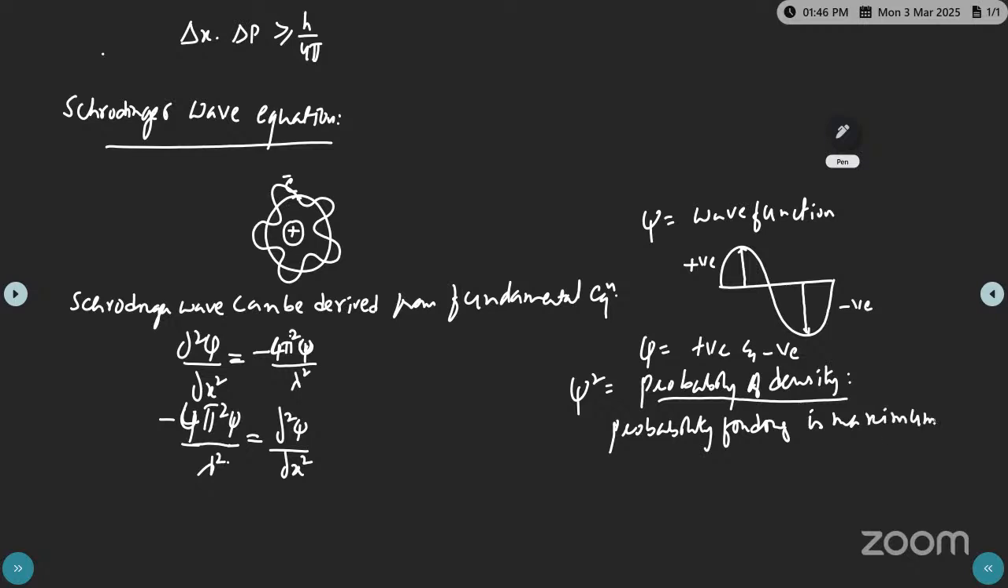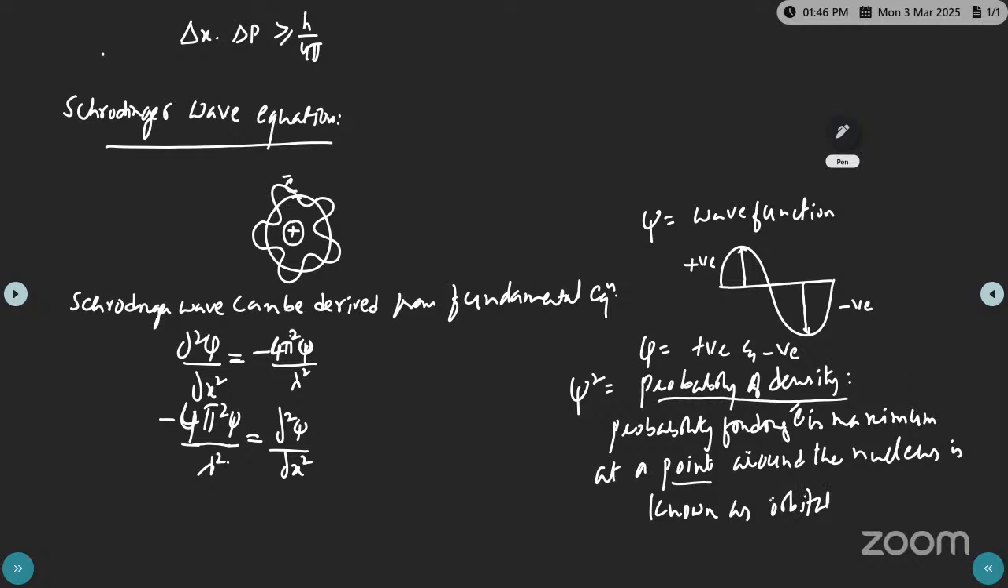The region around the nucleus where the probability of finding the electron is maximum at a point, what is it known as? Orbital. That point around the nucleus is known as an orbital.